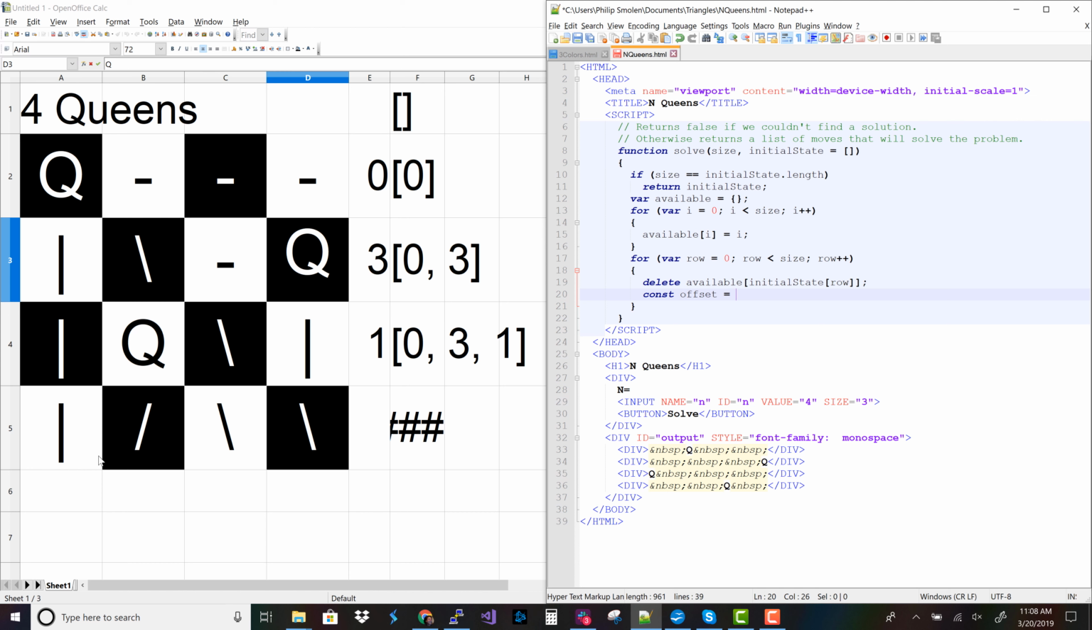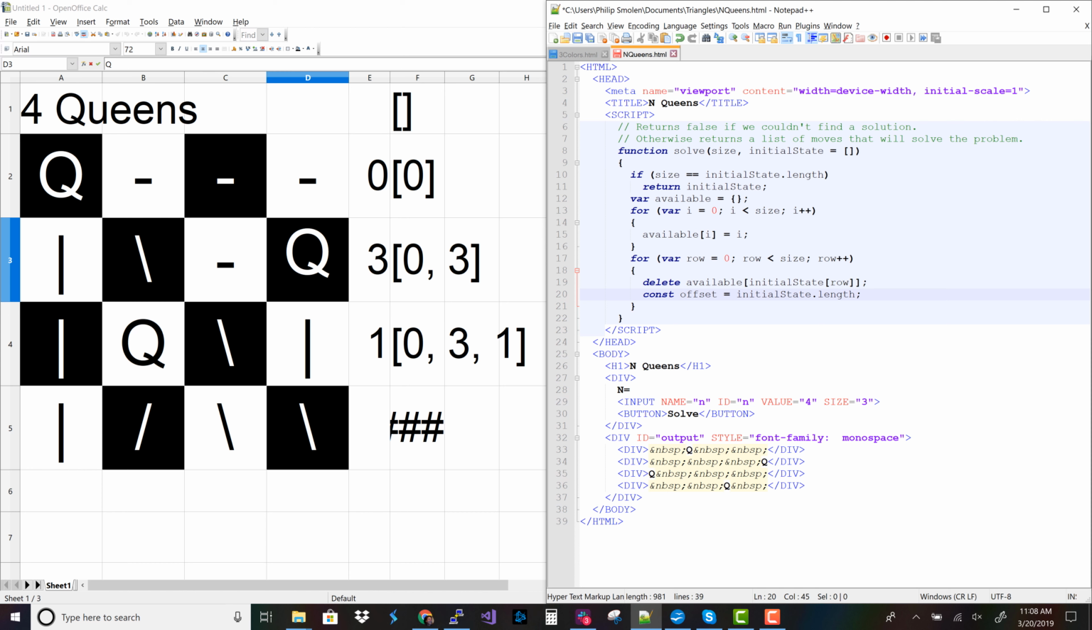So offset equals, let's see, initial state.size says what row I'm on. If there were 0 moves already, we're on row 0, or the first row. I think it's length, not size. Again, some editors are better. They'll tell you right in advance if you make a mistake. We'll see it sooner or later, and we will come back to it if it's a problem.